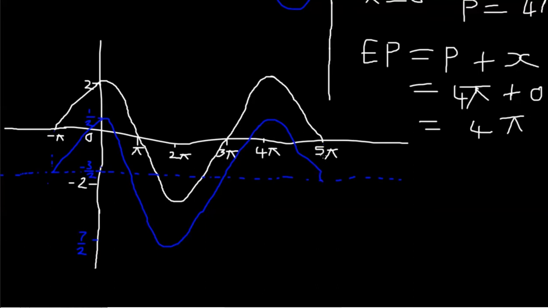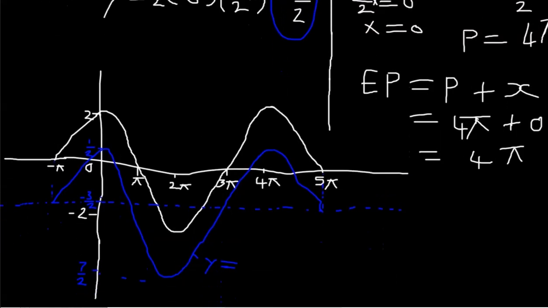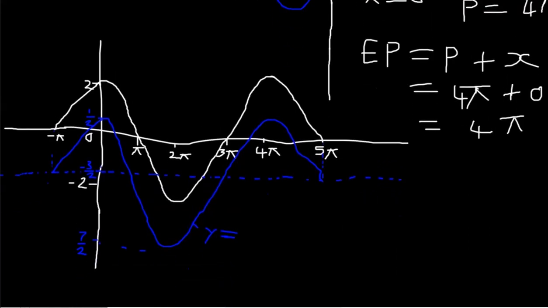And it will end there. So it has shifted. So this is now the final answer. So this one is now the answer that we've been looking for. This is the one. y equals 2 cos half x.